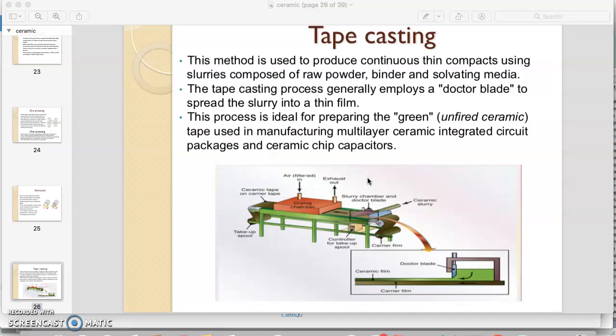Tape casting, the thin film of ceramic, will be used to produce integrated circuit packages, and also used to produce ceramic chip capacitors.